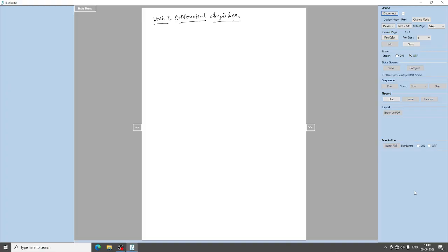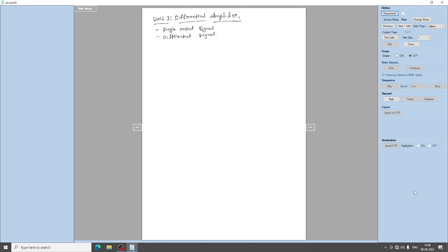Hello everyone. So today we will be starting with the new topic on differential amplifier, unit 3, differential amplifier. So in this, to start with about a differential amplifier, usually we have two types of signal in an electronic design. So one is single-ended signal, and the second one is differential signal.